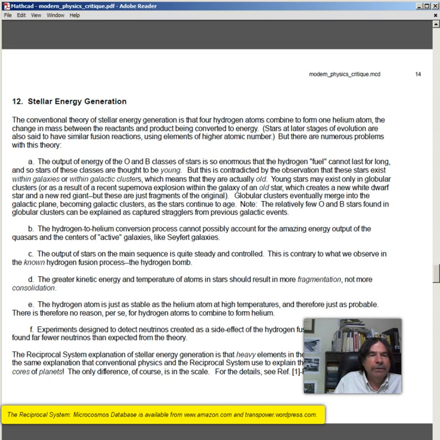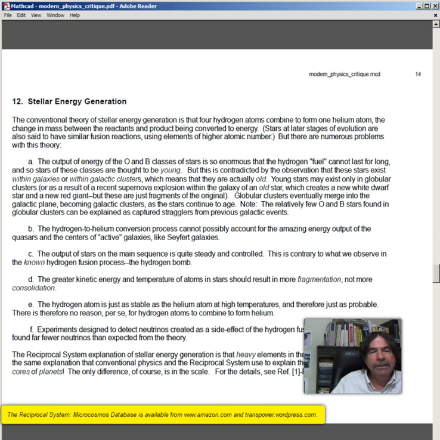B. The hydrogen to helium conversion process cannot possibly account for the amazing energy output of the quasars and the centers of active galaxies like Seyfert galaxies. C. The output of stars on the main sequence is quite steady and controlled. This is contrary to what we observe in the known hydrogen fusion process, the hydrogen bomb. D. The greater kinetic energy and temperature of atoms in stars should result in more fragmentation, not more consolidation. E. The hydrogen atom is just as stable as the helium atom at high temperatures, and therefore just as probable. There is therefore no reason per se for hydrogen atoms to combine to form helium.